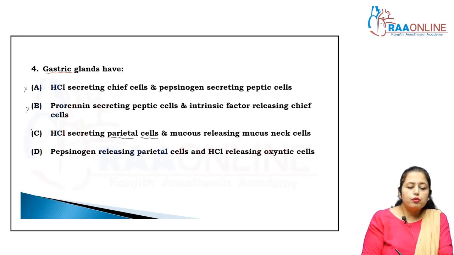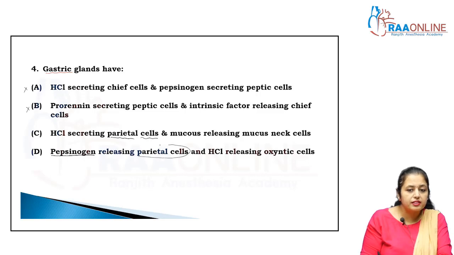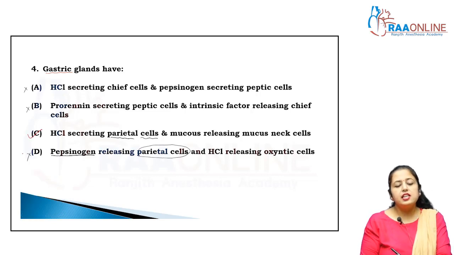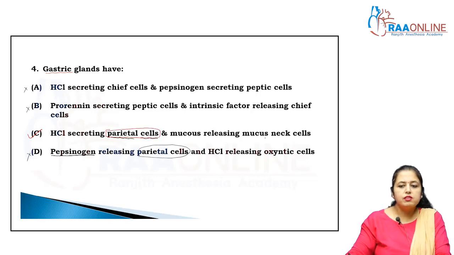Clear? So what is wrong in that option? Pepsinogen is the secretion of the chief cell or the peptic cell or the zymogen cell. It is not the secretion of the parietal cell, right? So that option is also wrong. So the correct answer is HCl secreting parietal cell, right? HCl is secreted by the parietal cell, and the mucus is secreted by the mucus neck cell.